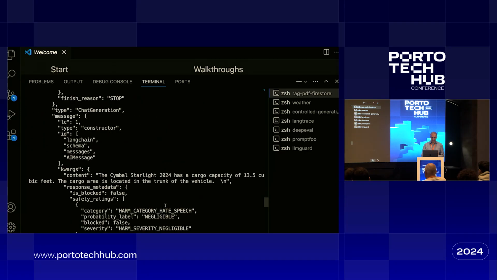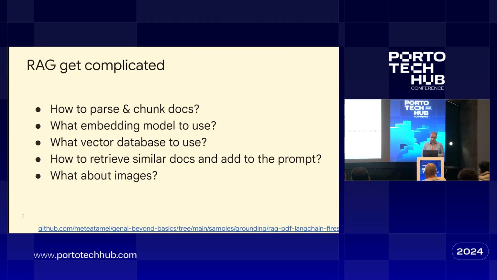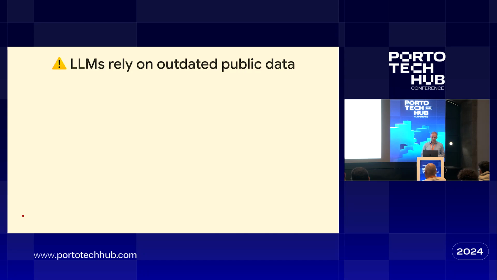So after this, if you go all the way down, you will see that the response will say the Symbol Starlight has a cargo capacity of 13.5 cubic feet, which is correct. So yeah, that's how RAG works, and hopefully it helps with what you need to do with hallucinations. All right, let's move on.